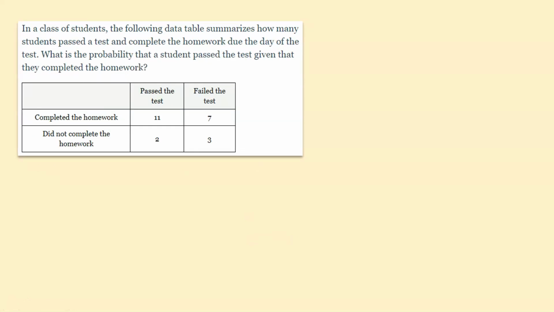Now this one is conditional probability. In a class of students, the following data table summarizes how many students pass a test and complete the homework due the day of the test. What is the probability that a student passed the test given that they completed the homework? So this right here is what tells us that it is conditional probability, because they are giving us a condition that is automatically true.